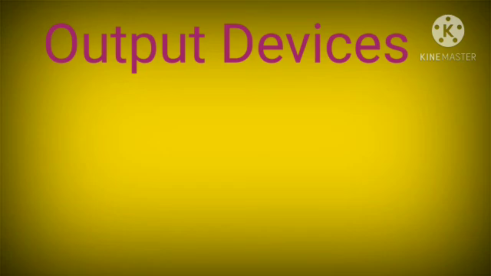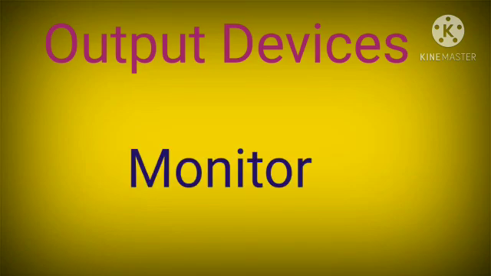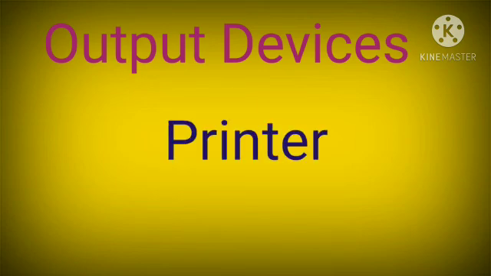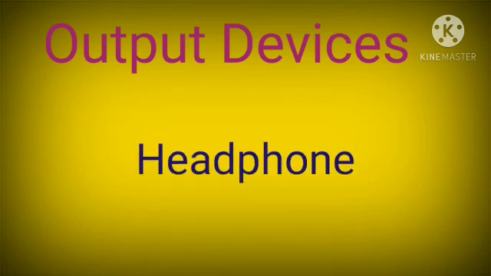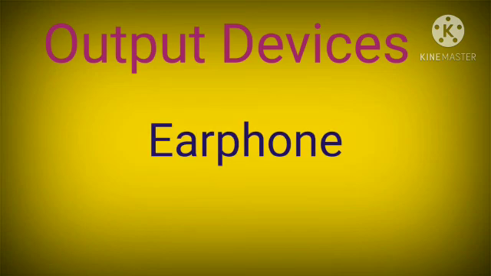Output devices. Devices that take and receive information out of the computer are called output devices. The output from the computer may be in the form of printouts from the printer, sounds on the speaker, images on the monitor, etc. There are different types of output devices: monitor, speaker, printer, projector, headphone, earphone, and plotter.